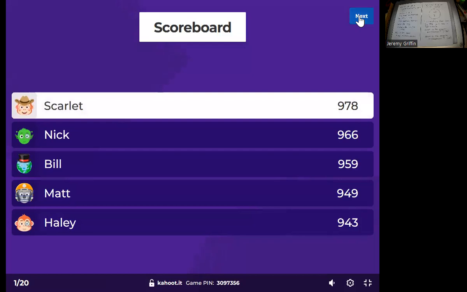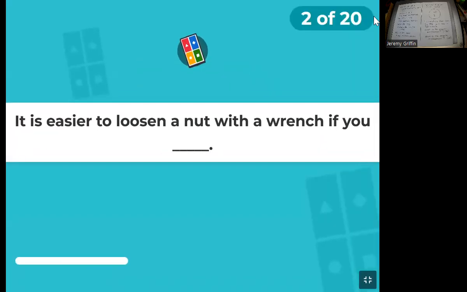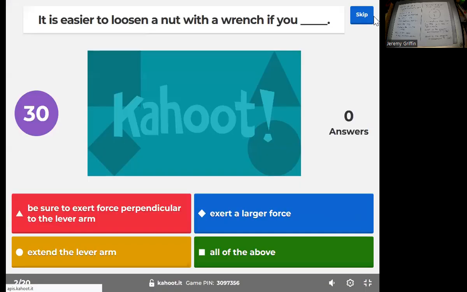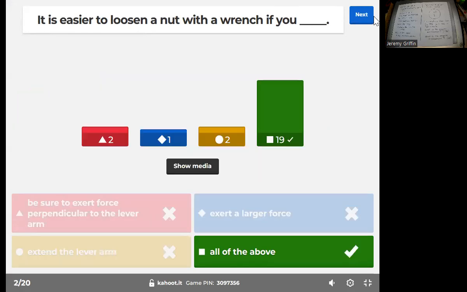All right, Scarlett. Is it easier to loosen a nut with a wrench if you do what? Yeah, those are all good, right? So exerting a larger force will definitely help. Also extending the lever arm, right? Gives you more leverage. Right? You push at the end of the wrench.